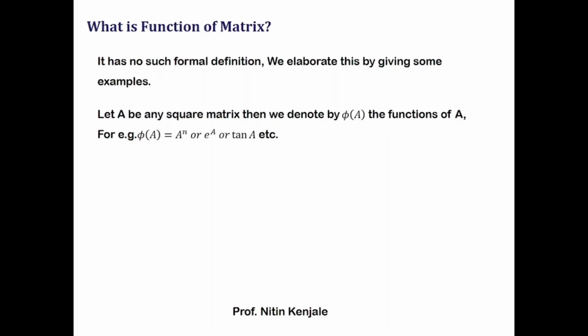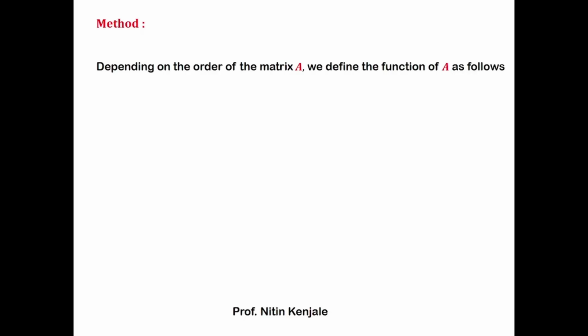Now let us see how to find the matrix of function of a matrix. The method consists of following steps. Depending on the order of the matrix A, we define function of A as follows. If A is a 2 cross 2 matrix, then we let phi of A as alpha 1 A plus alpha naught I, where alpha 1 and alpha naught are unknown constants to be determined. A is the given matrix and I is the identity matrix whose order is same as order of A.